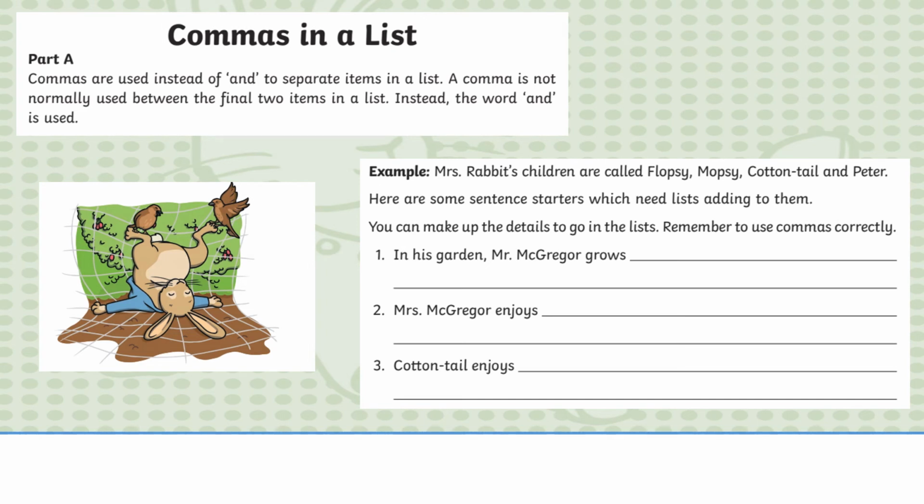So in his garden, Mr. McGregor grows. So think of some things. And I want more than three things. So you can do something, comma, something, and I'm getting ready for my last one and my last thing. So we've got the sentence openers. In his garden, Mrs. McGregor enjoys, Cottontail enjoys. You might not know the answers. That is good. It is an opportunity to engage me. Think about what you think Mrs. McGregor enjoys. What does Cottontail enjoy? So pause me now and use your commas in a list.